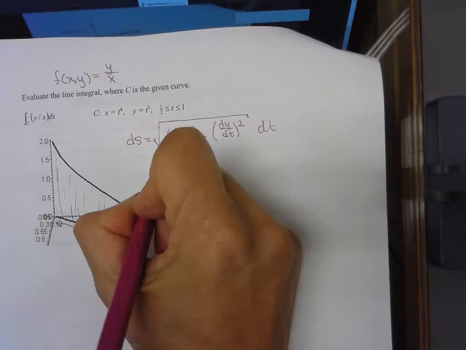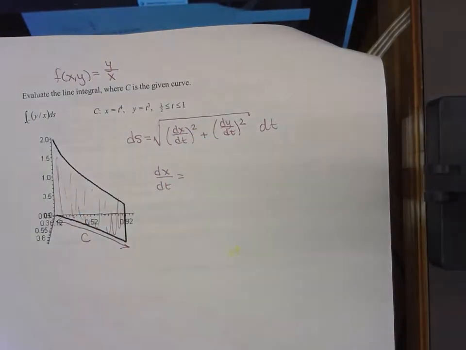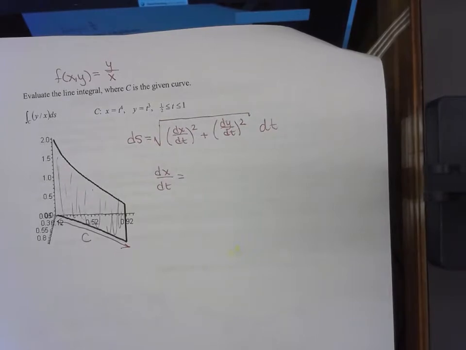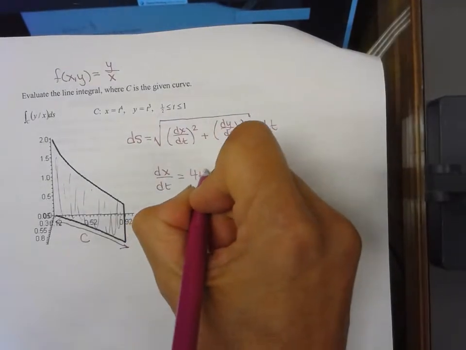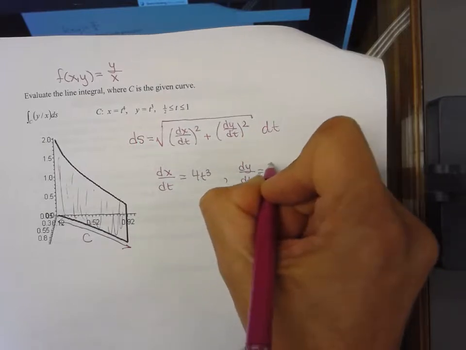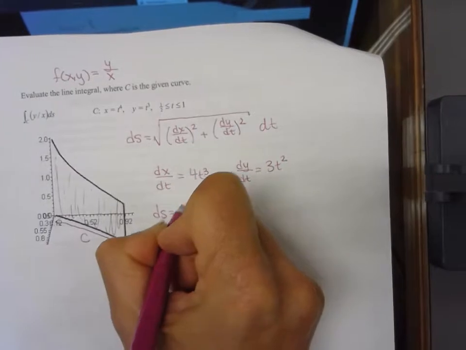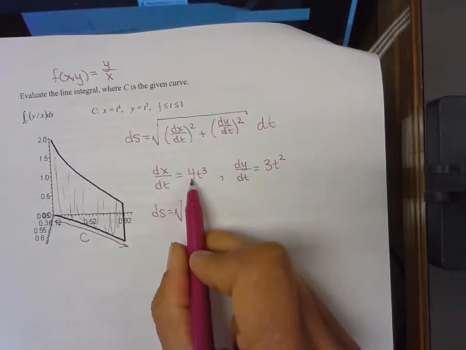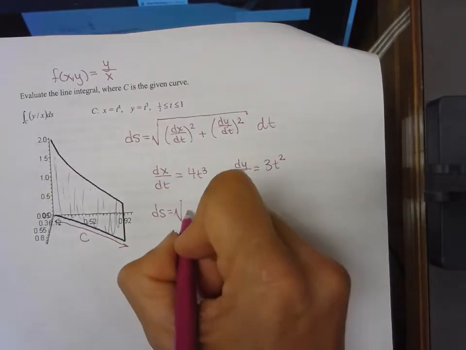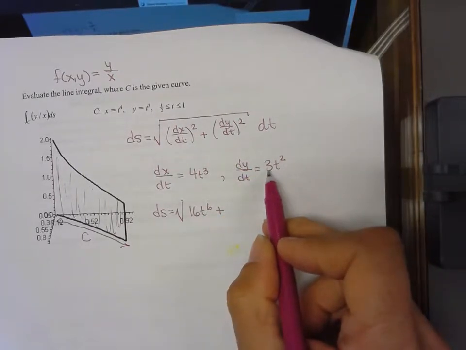So for this problem, what's dx dt? 4t to the third. And what's dy dt? 3t to the second. Okay, so our ds is the square root of, so when I square that, I get 16t to the sixth, plus, and when I square that, I get 9t to the fourth.